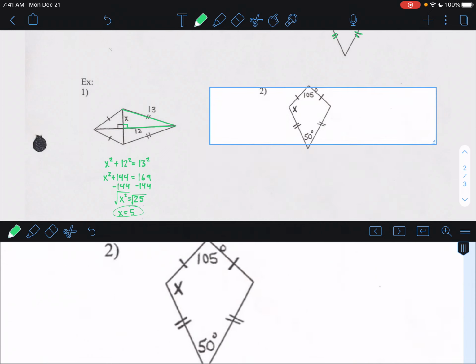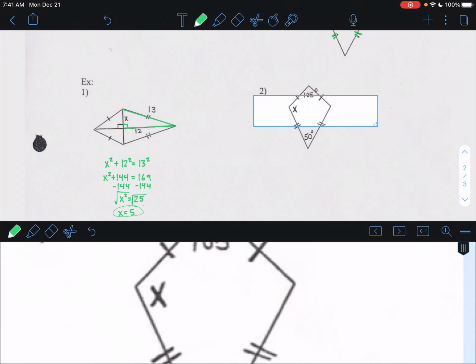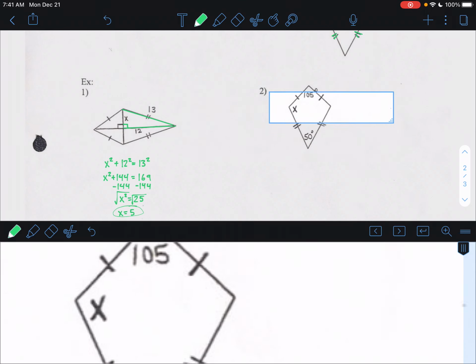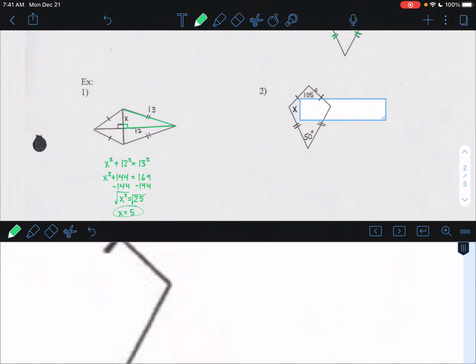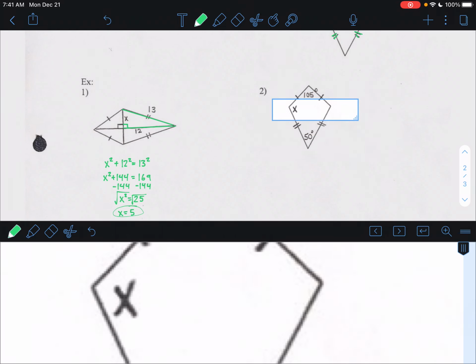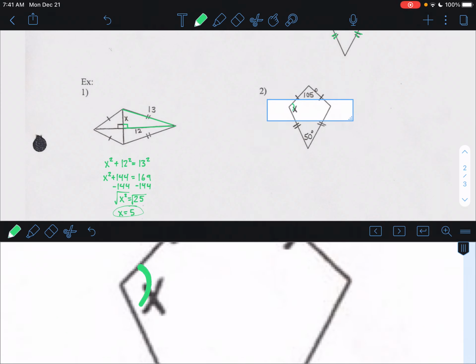All right, example number 2. I have this kite and put in 3 of those angles. I have that 105, that 50, and this one's x. I don't know about this one over here, but those non-congruent sides are meeting here at this x, so I know this x is going to be congruent to this right here. So this is also going to be x.